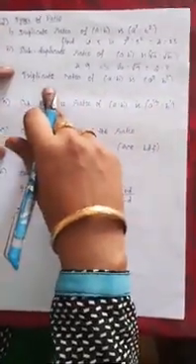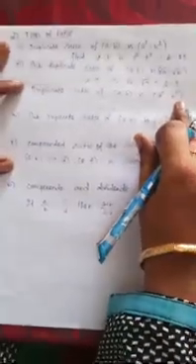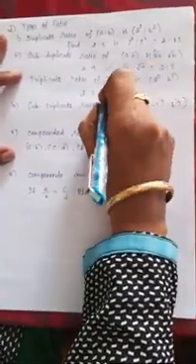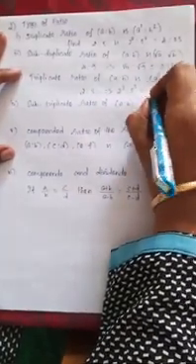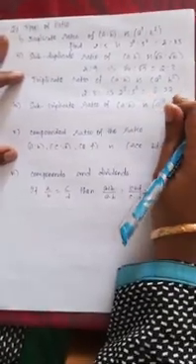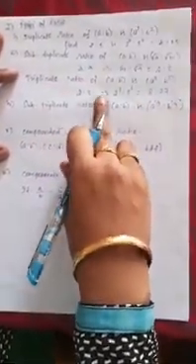And third one, triplicate ratio of A is to B is A cube is to B cube. For example, find the triplicate ratio of 2 is to 3, which is 2 cube is to 3 cube, equal to 8 is to 27. So 8 is to 27 is the triplicate ratio of 2 is to 3.